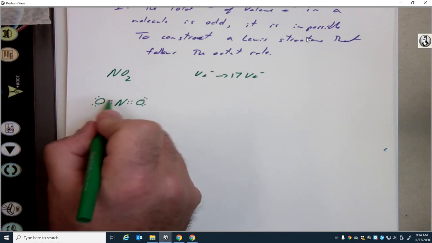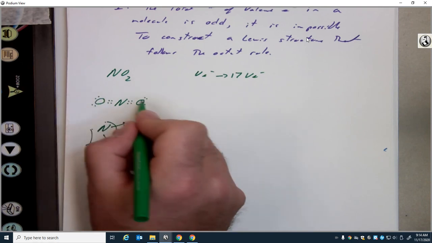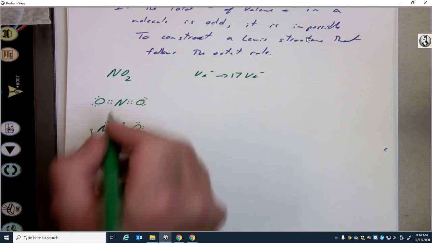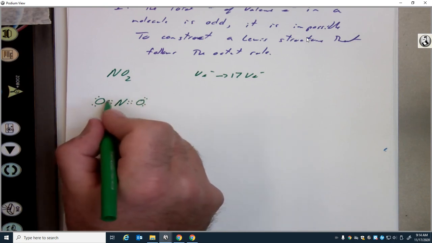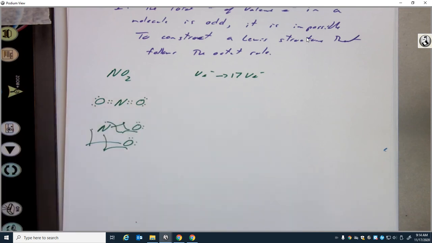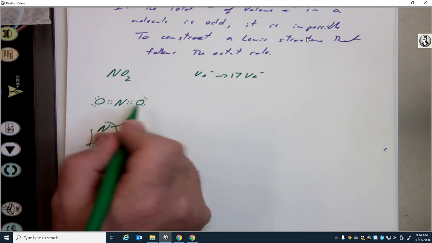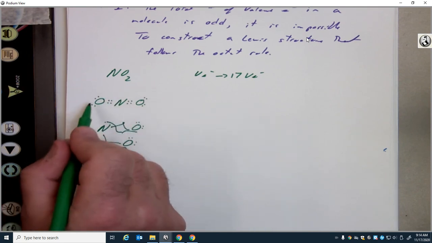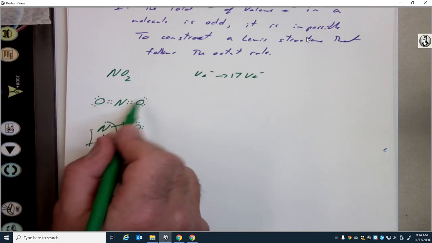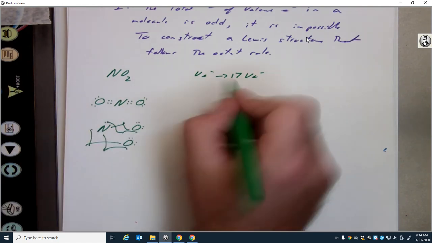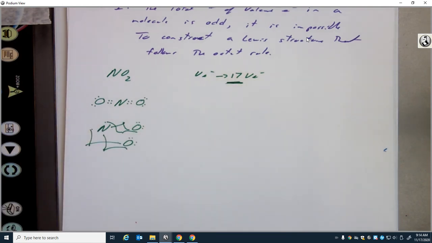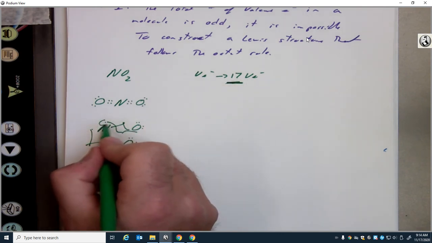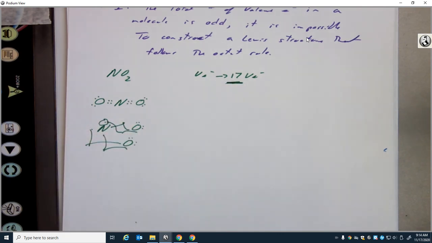So now this oxygen has 1, 2, 3, 4, 5, 6, 7, 8. This oxygen has 8. This nitrogen has 8. Everyone's happy. Everyone has 8 valence electrons. How many total valence electrons did we use, though? 1, 2, 3, 4, 5, 6, 7, 8, 9, 10, 11, 12, 13, 14, 15, 16. Look here. We have to use 17. We didn't use this 1 electron.